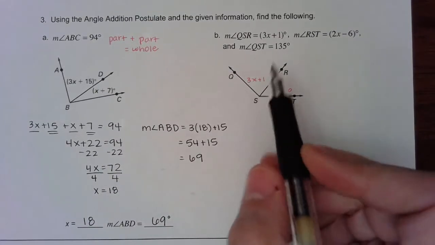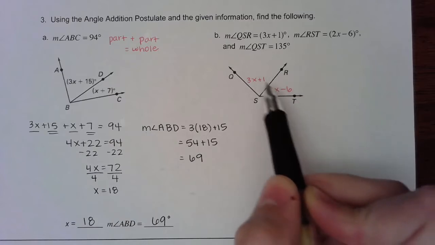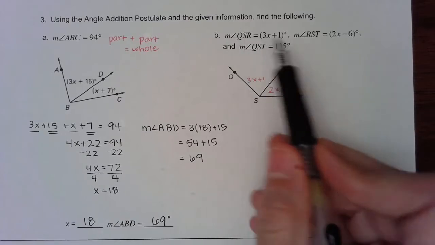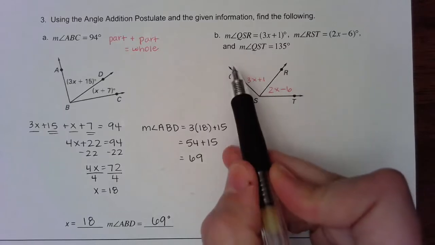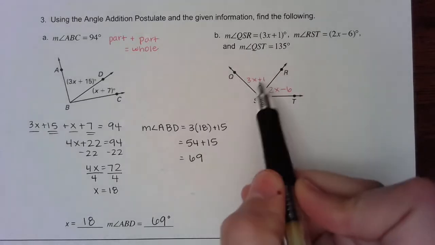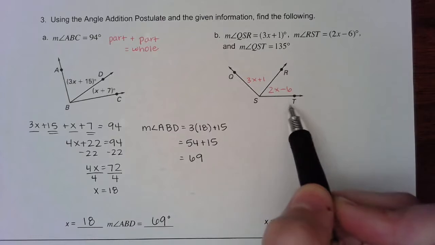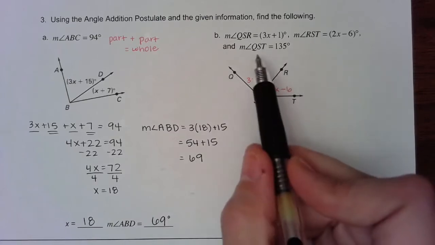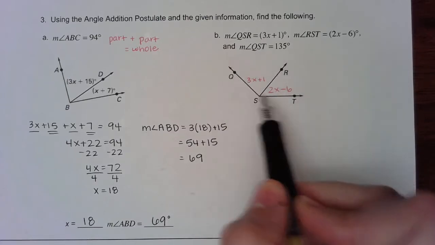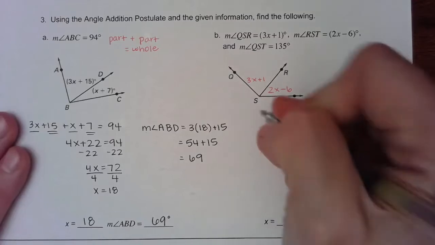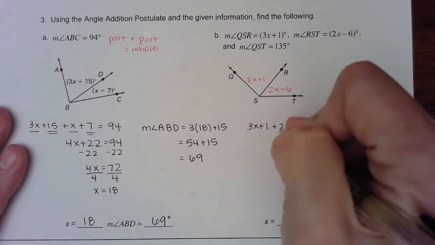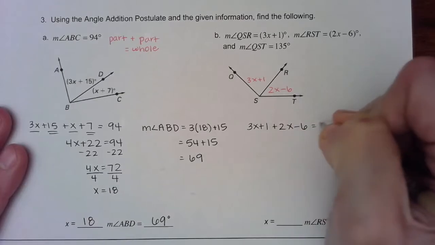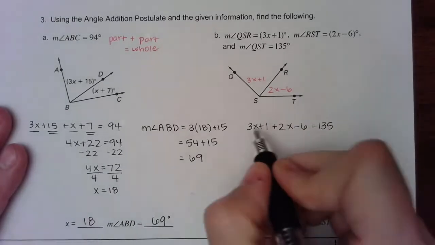On B, it starts out the same way, with the same kind of picture, except in this one, see that this part's written in red. You have to read the directions and put the numbers onto the picture where they go. So QSR is 3x plus 1, RST is 2x minus 6, and then they tell me that the whole thing, QST, is 135. So when I solve this one, I'm going to say part plus part equals whole, and then I'll go through and solve from there.